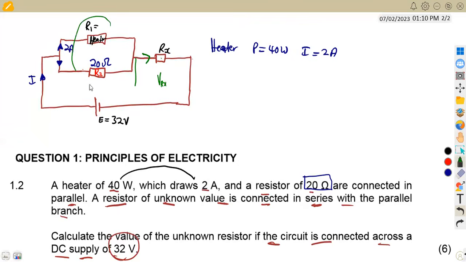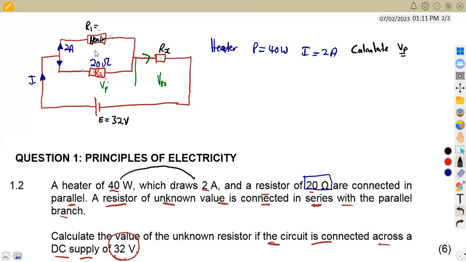From our parallel circuit, we can also calculate the voltage across our parallel circuit. And we know that the voltage across the heater is the same as the voltage across the resistor, since it's a parallel circuit, the voltage is the same. So you can take advantage of the power that we are given to calculate the voltage. All right, so let us take advantage of our heater. We can calculate VP. For the meantime, let us calculate VP for the parallel circuit.